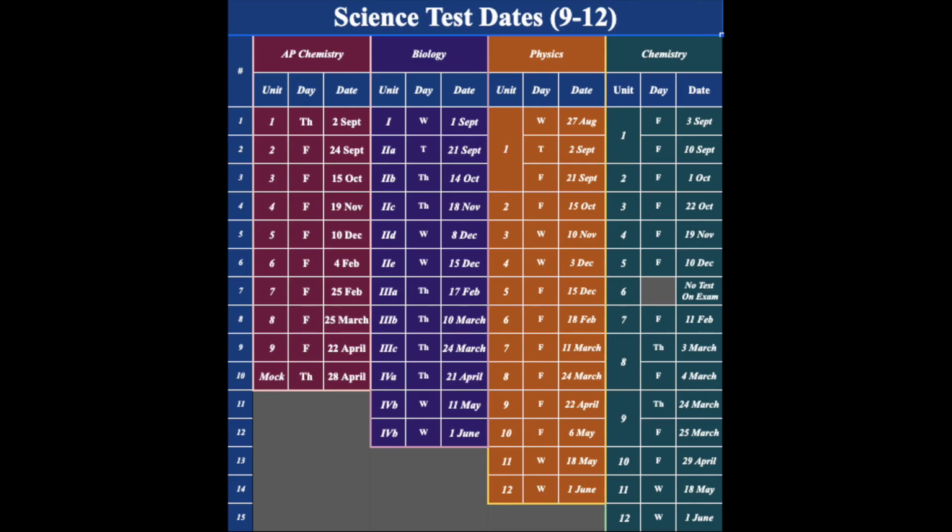This document further examines the day of the week each test is. So you'll see the set of columns on the far right under chemistry. Unit 1 has 2 tests. Those are the dates. Those are the days of the week. And you'll see most of the days are Thursdays and Fridays with a few Wednesdays mixed in.